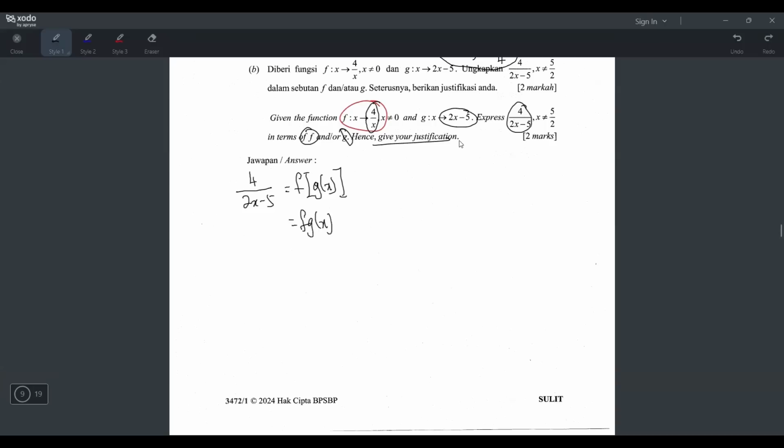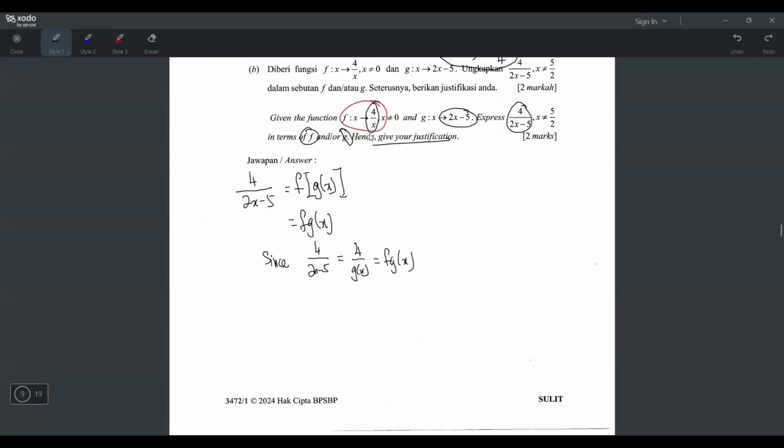Okay, they say here, hence give your justification. So I have to write a reason for them. The reason I already explained it lah. But let's just write it anyway. So how to write it? Since 4 over 2x minus 5 is equal to 4 over g(x), because the 2x minus 5 is g(x), and 4 over g(x) can change to fg(x) lah. Because f(x) is 4 over x, and now I want 4 over g(x).